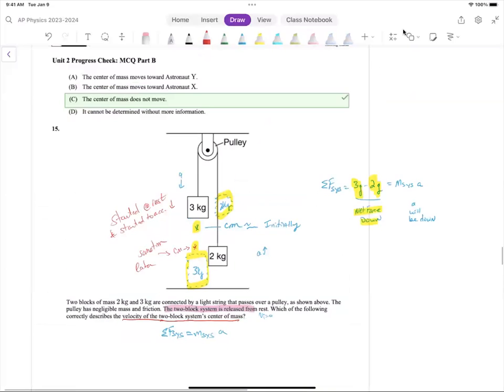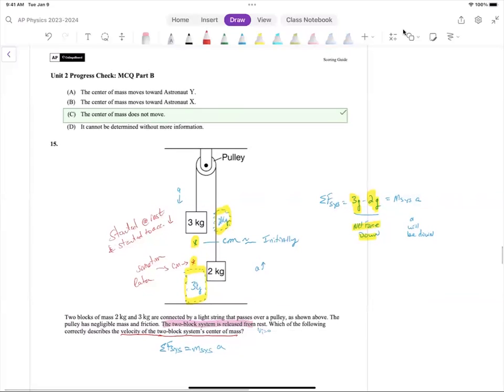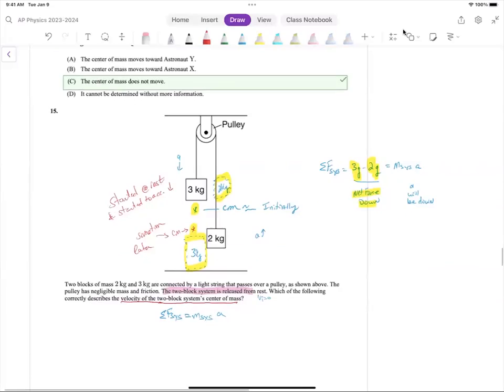And I hope I explained it to you in a way that you can start to think about the center of mass and external forces of a 2 block system. We got to think of just more than the individual blocks.